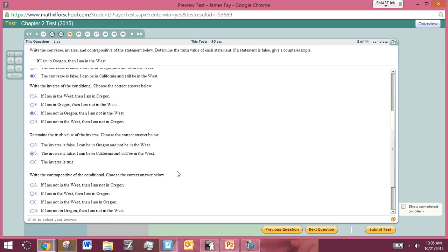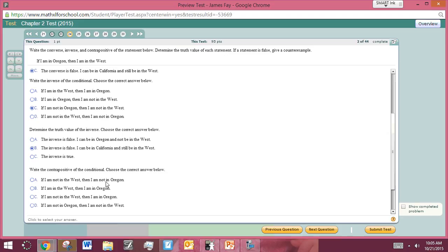Write the contrapositive. The contrapositive is taking the original one, flipping it, and then taking the negation of both sides. So if I am not in the West, then I am not in Oregon, which is option A.